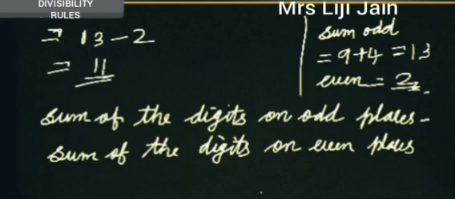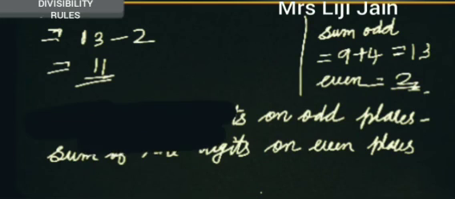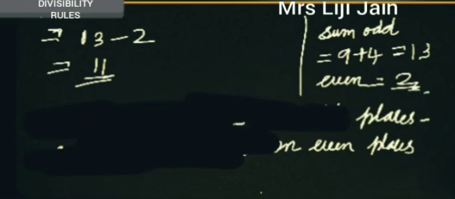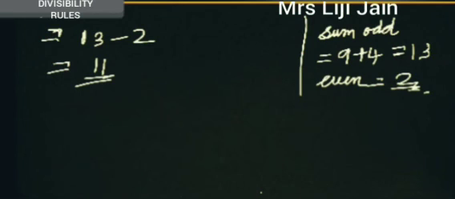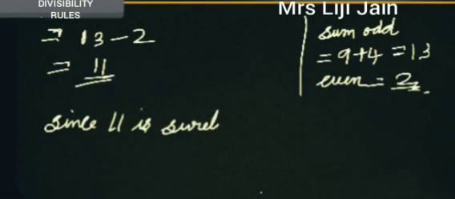What is 13 minus 2? 11. Is it divisible by 11? Yes, 11 is surely divisible by 11. So since this is divisible by 11, we can say that the given number is also divisible by 11. Two conditions are there, either 0 or divisible by 11. Okay. Since this difference is divisible by 11, or like this we can write, 11 is surely divisible by 11.